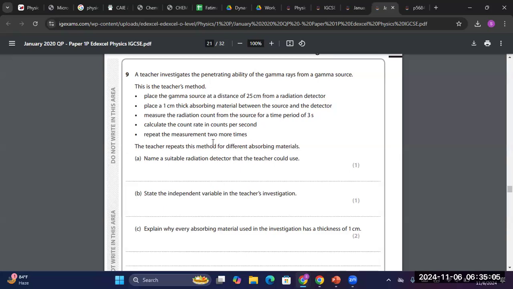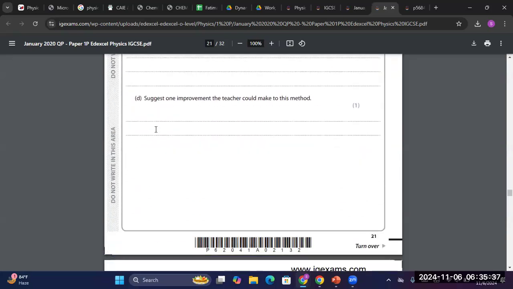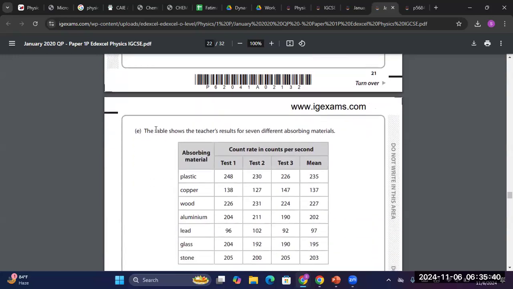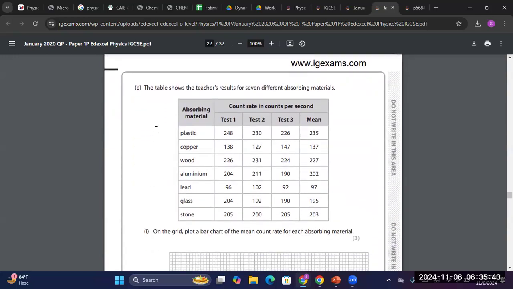Secondly, she's saying repeat the measurements 2 more times. So you can say use the measurements to take out the average, or you can say plot a graph of absorbing material against the count rate, right? So these are the points you can add. Subtract background radiation. That's a very important point. Remember that, always subtract background radiation. And then you can talk about taking an average, and then maybe making a graph. So improvement to the method means the method, not the material or the equipment.